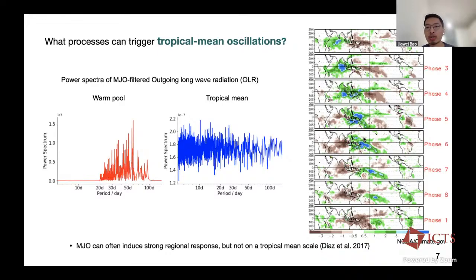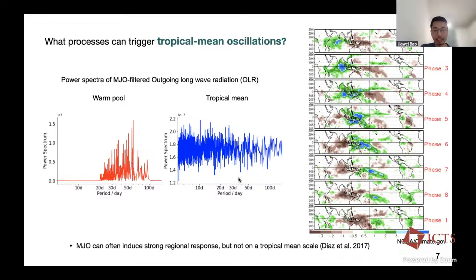What processes can trigger tropical mean signals? So we see the seasonal cycle, we see the internal variability. These are the very slow processes which can modify the circulation. But we also see that the fast processes like the waves and MJO don't seem to show a very pronounced imprint on the tropical mean.